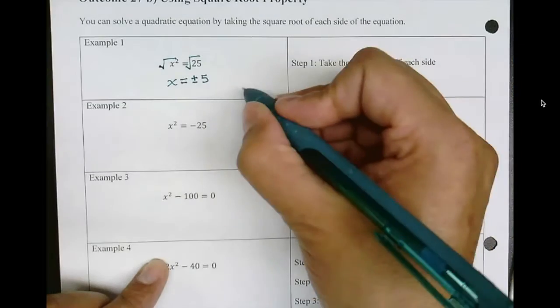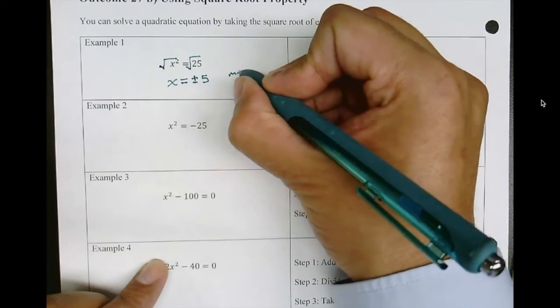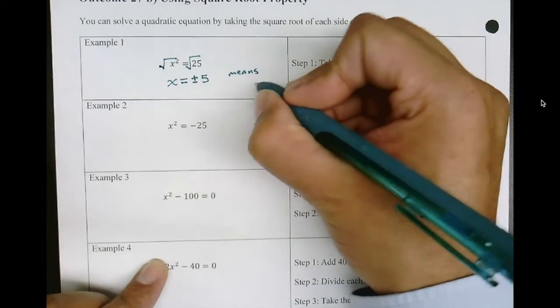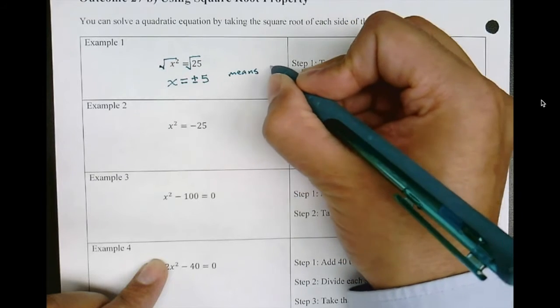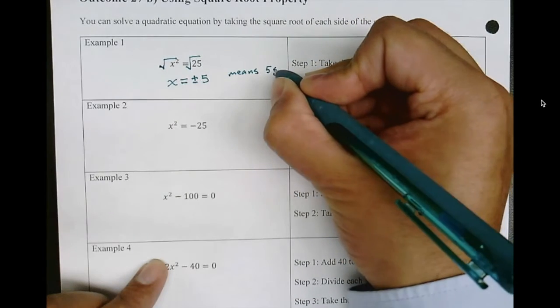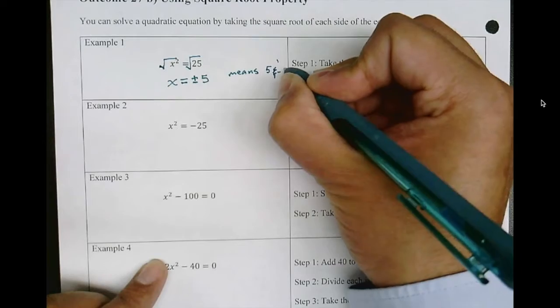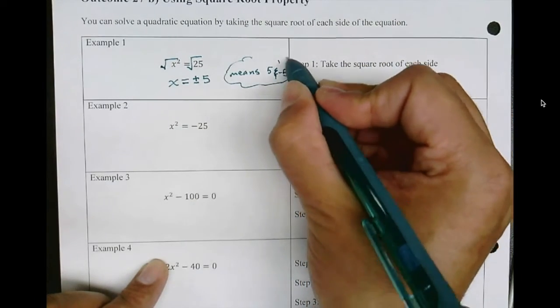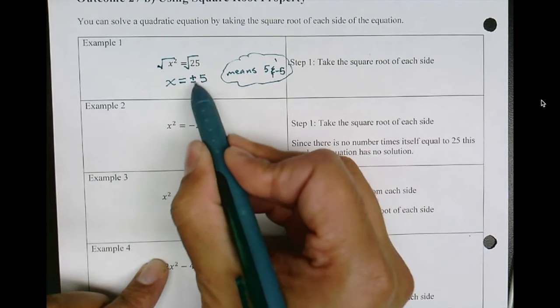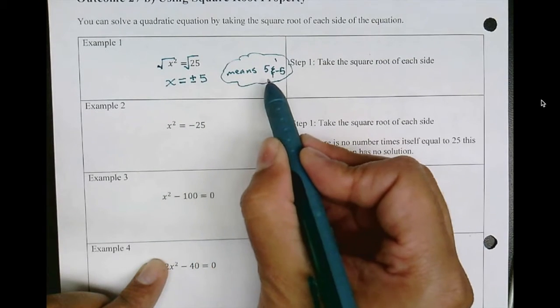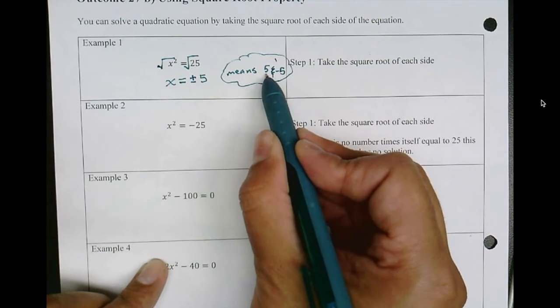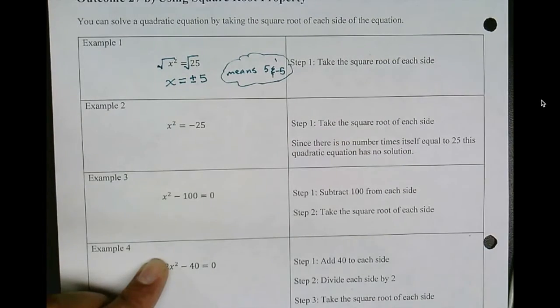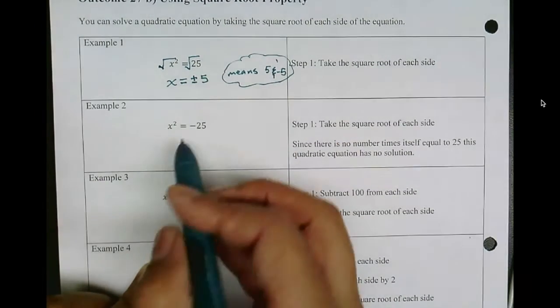What this means, it means 5 and negative 5. So that's what that means right there, okay? Just section that off. But this is the short way of writing your answers. When doing these problems on ALEKS, you would actually have to list 5, comma, negative 5, your two separate answers. Now, let's go on to the next one.